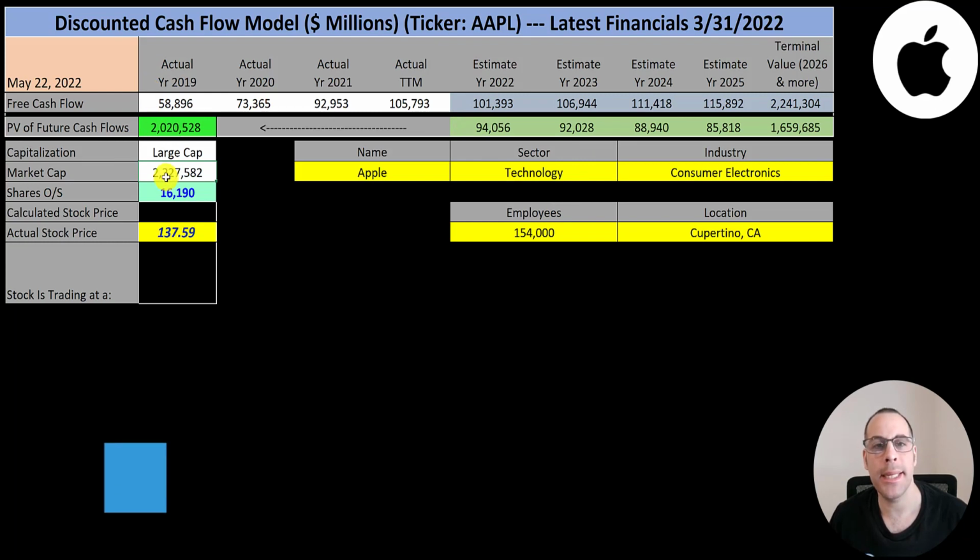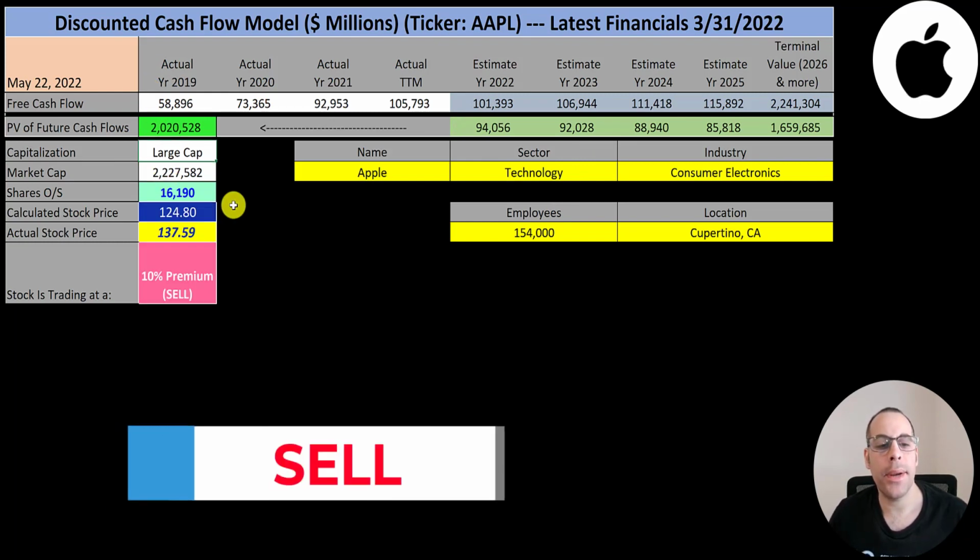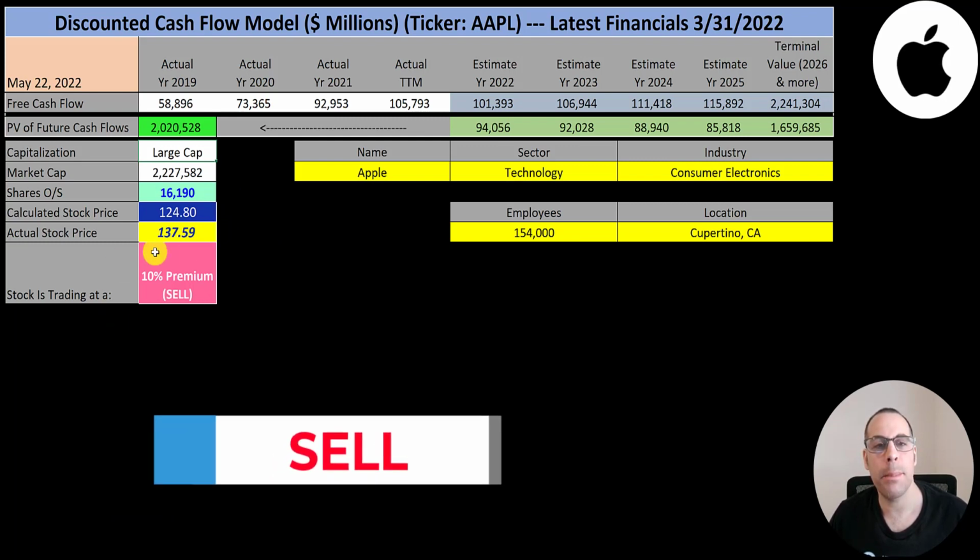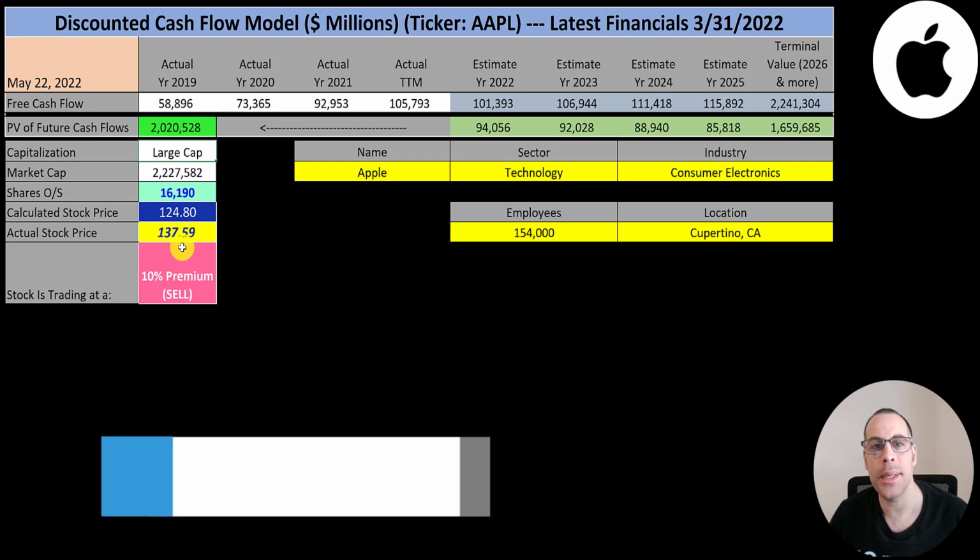We divide that by 16 billion shares, and we get a calculated stock price of $125. They're trading at $138, so they're trading at a 10% premium. It's a sell according to the model.